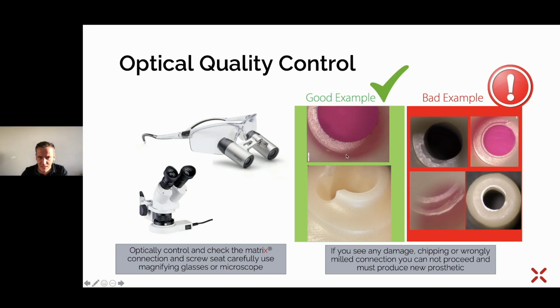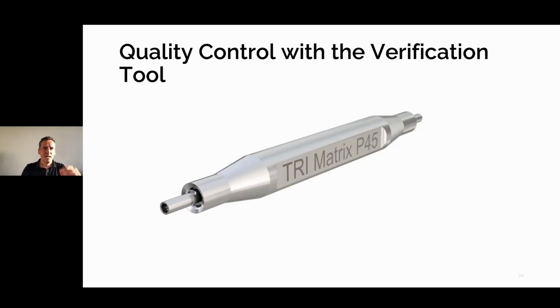The screw seat here, really sharp corners, a perfectly milled screw seat. This is how your matrix connection has to look after the milling process. The quality control afterwards is first by looking under the microscope, as already said, and then, as a qualified TRI certified matrix milling center, you have to have this quality control.